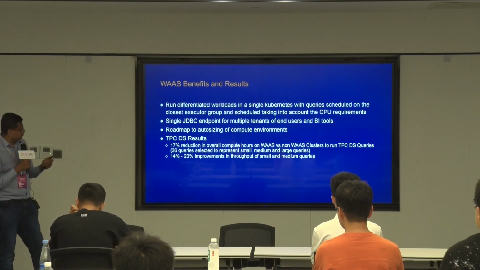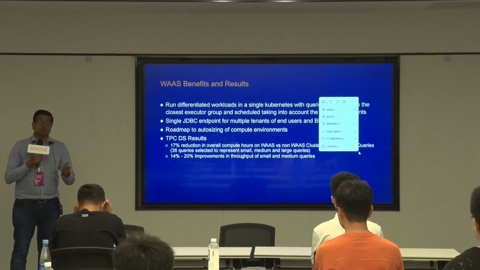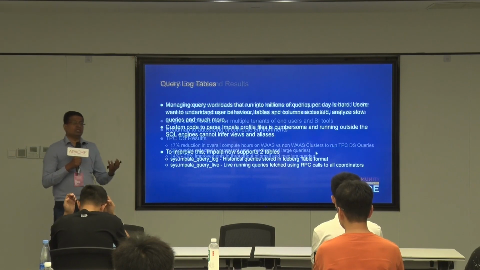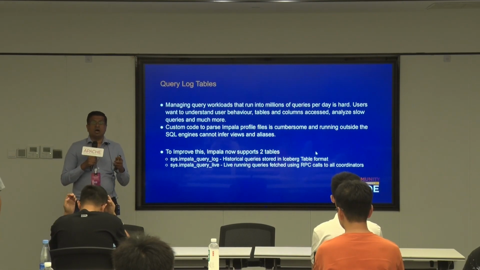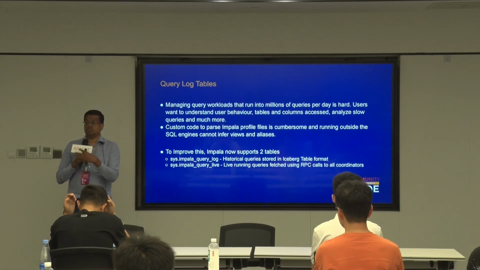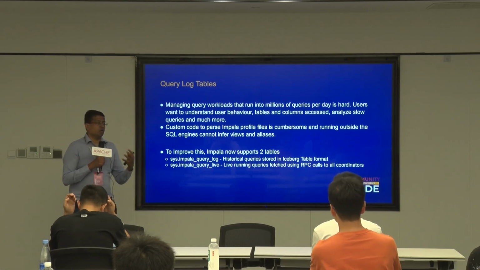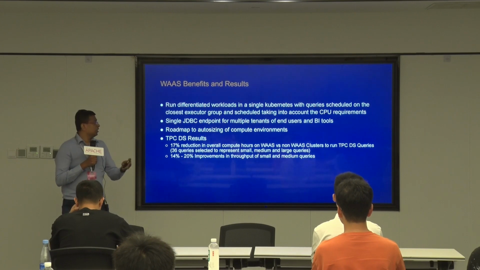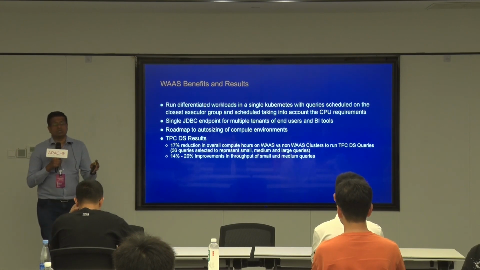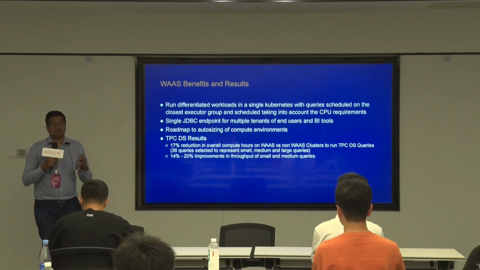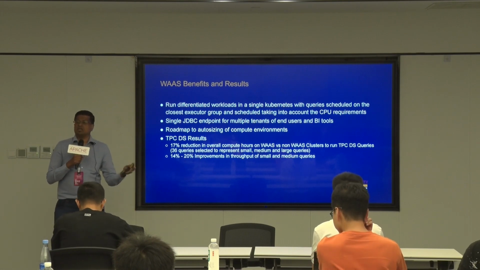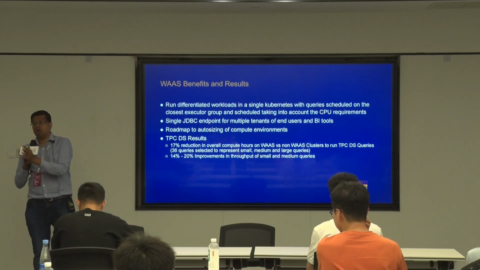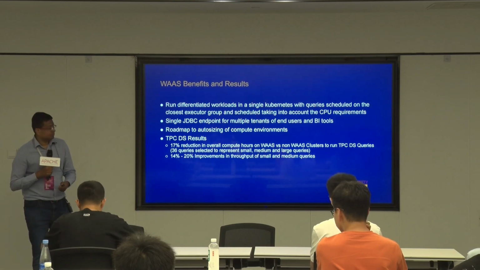We also see a 14 to 20% improvement in the throughput of small and medium queries. Without VAS, what we used to see is small and medium queries waiting for the large queries to finish. With VAS, your small and medium queries are executed on the smaller executor group, which allows small queries to start and finish faster, while larger queries continue to run on the larger executor groups.